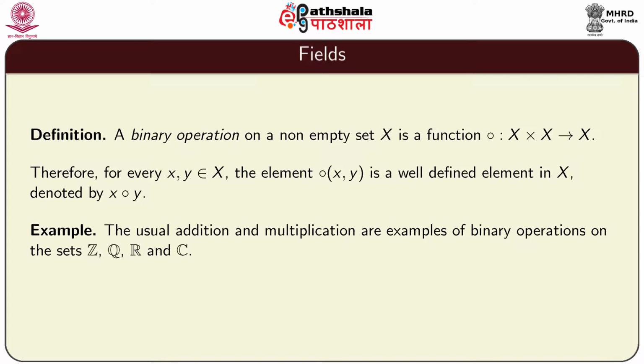Let us start with the definition of an abstract field, followed by definition of a vector space over an arbitrary field. So, to begin with, a binary operation on a non-empty set X is a function from X cross X to X. X cross X is nothing but the Cartesian product of X with itself. Since a binary operation is a function, therefore, for every pair of x and y in X, the image, which is denoted by x circle y, is a well defined element in X.